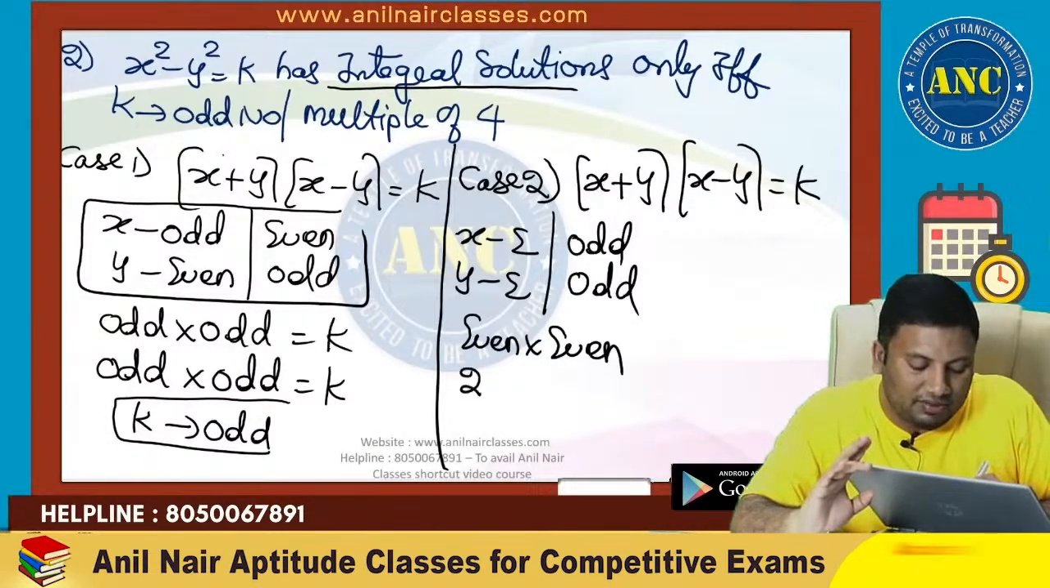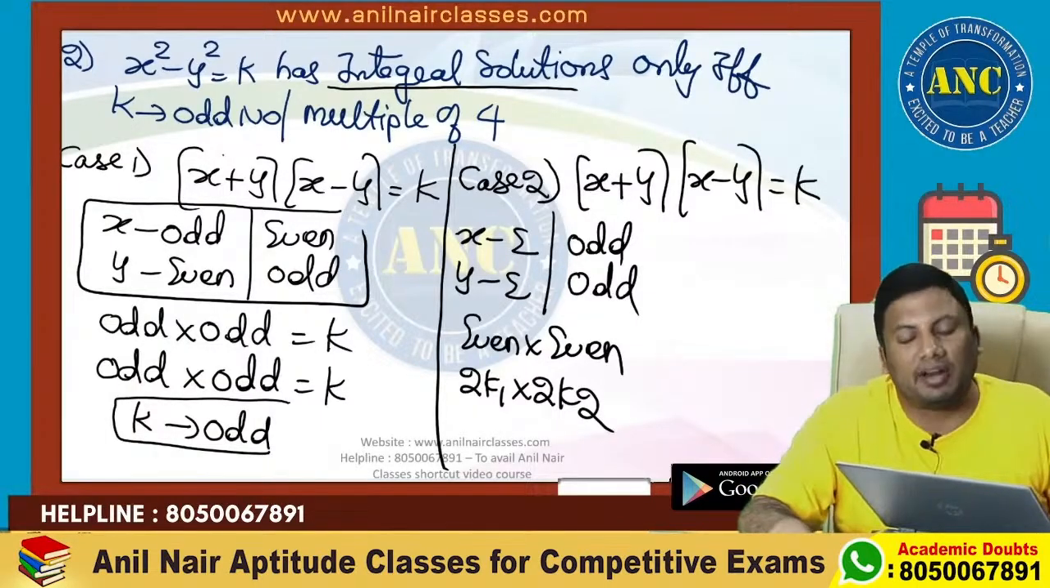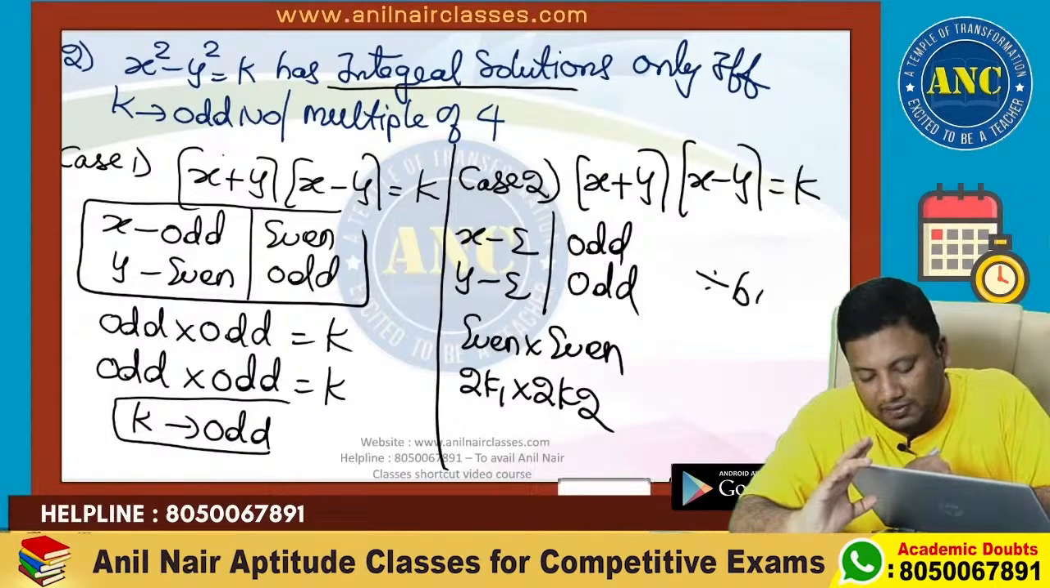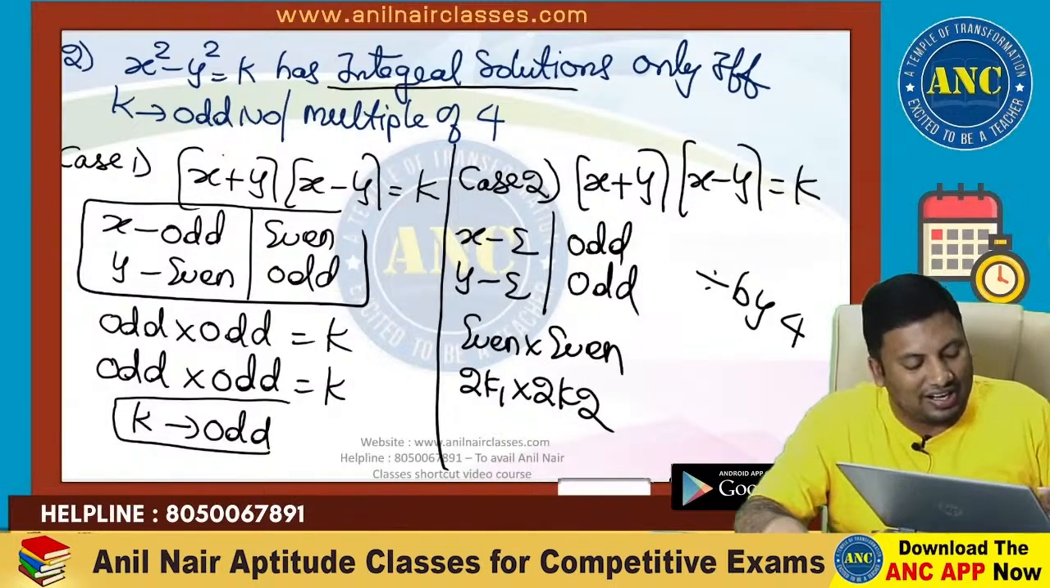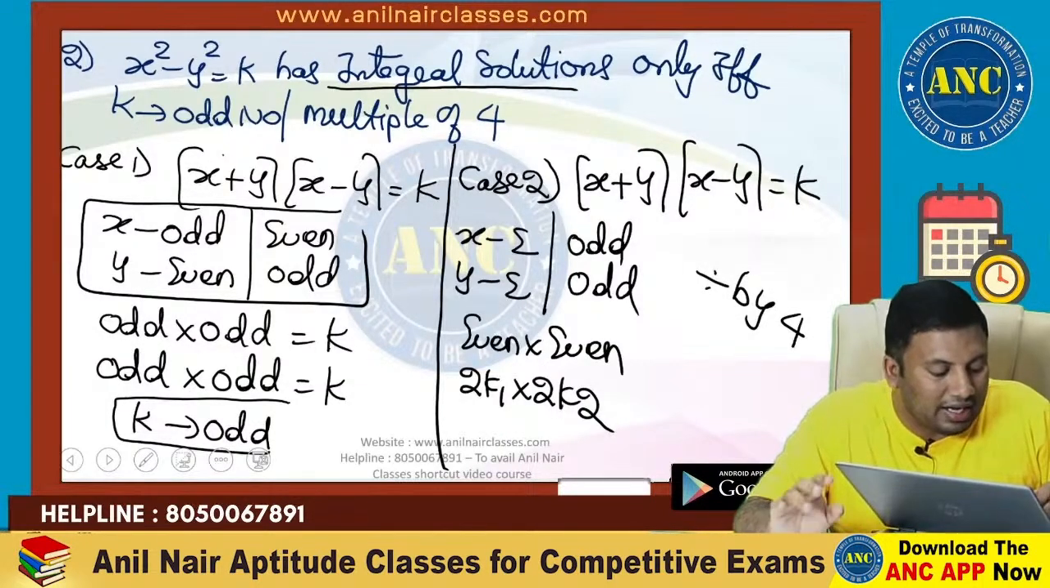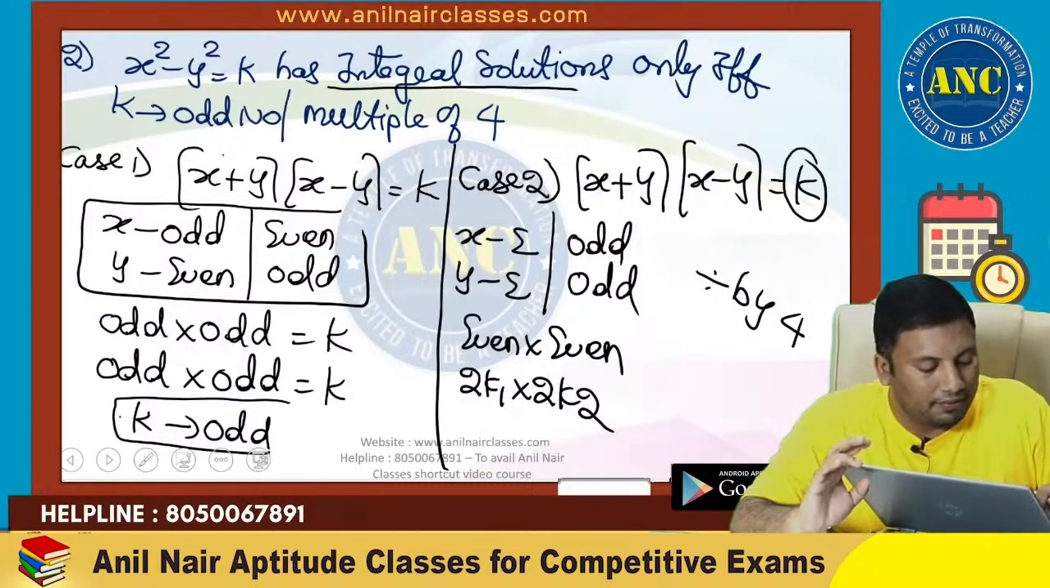An even number is of the form 2k1, and the other of the form 2k2. 2k1 into 2k2, the answer is divisible by 4. Odd plus odd is even. Odd minus odd is even. That means the right hand side will be divisible by 4.